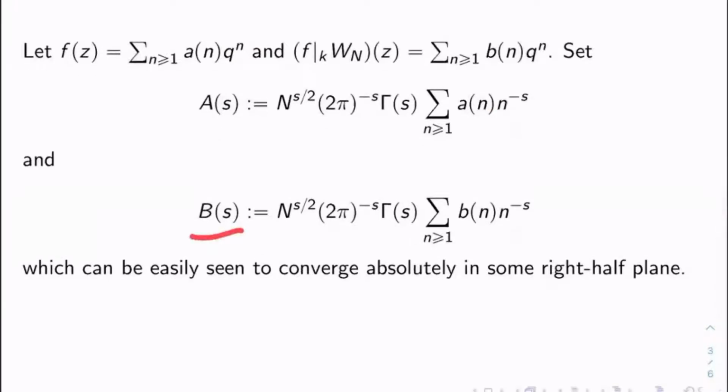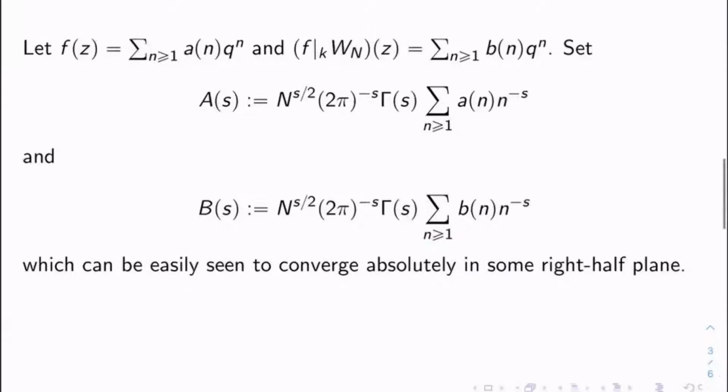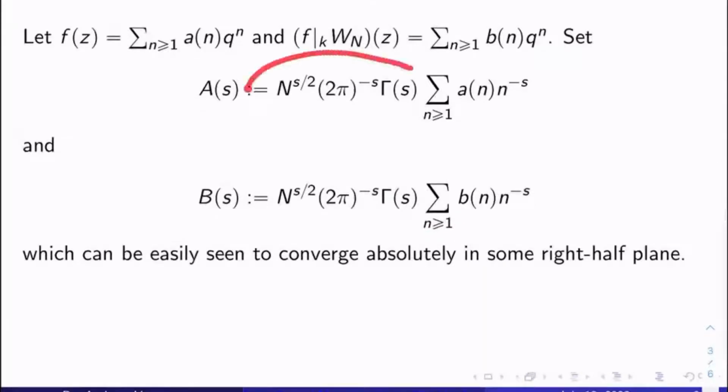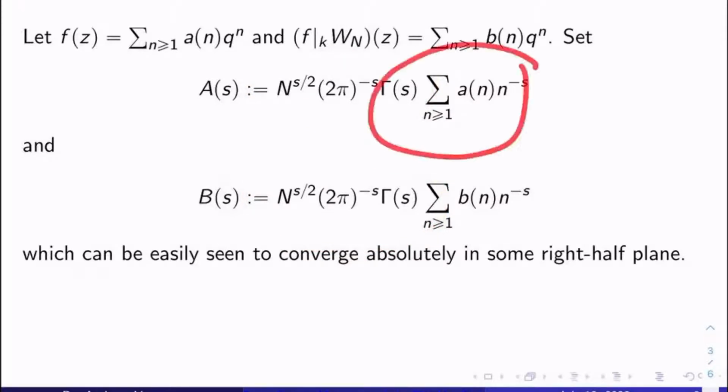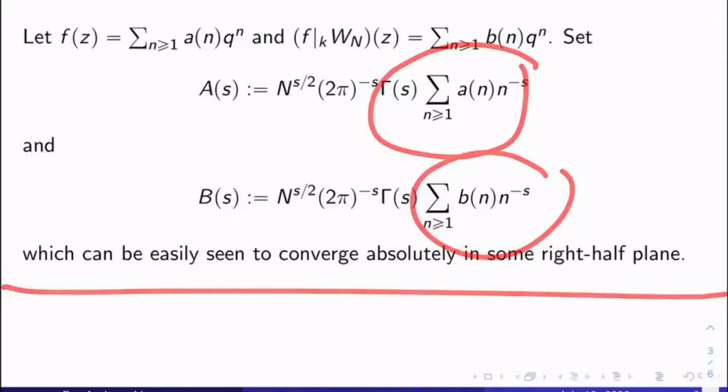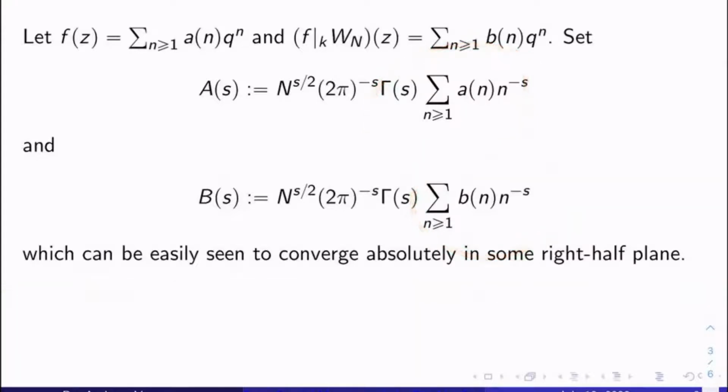And we'll do the same thing for B of s: n to the s over 2 times 2 pi to the negative s gamma of s. Again, gamma of s is just the gamma function. Times the sum n bigger than or equal to 1 of b of n n to the negative s, the Dirichlet series attached to f bar sub k W n. Okay, and these factors out front of the sums are motivated by conjecture 1 from last time. Now these sums here can be easily seen to converge absolutely in some right half plane.